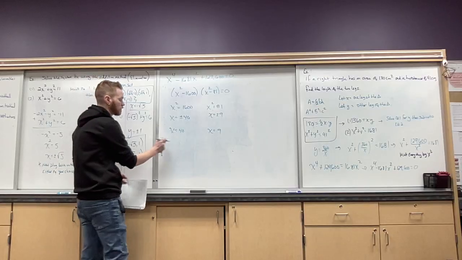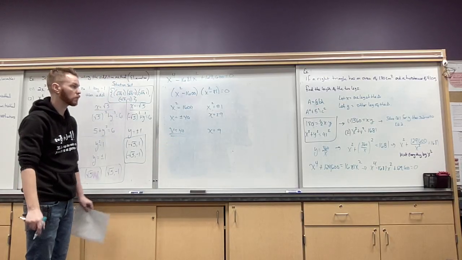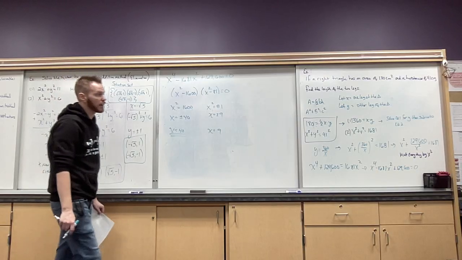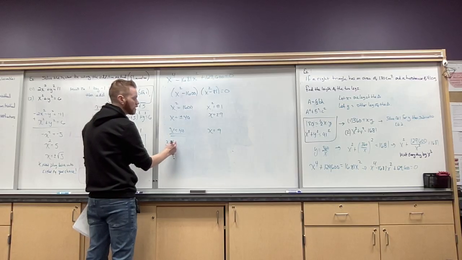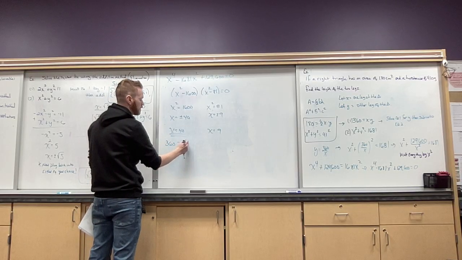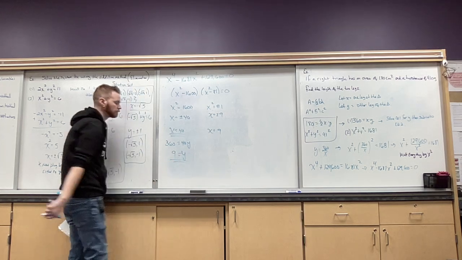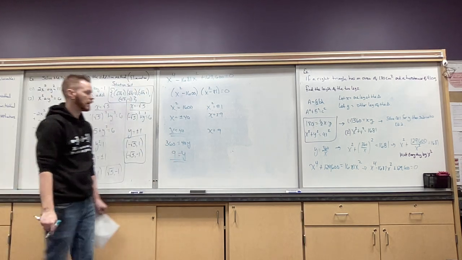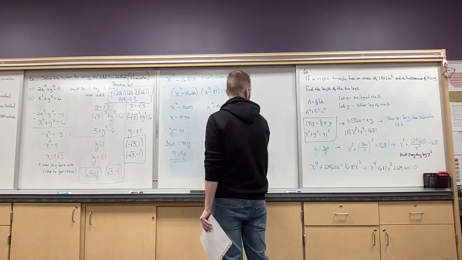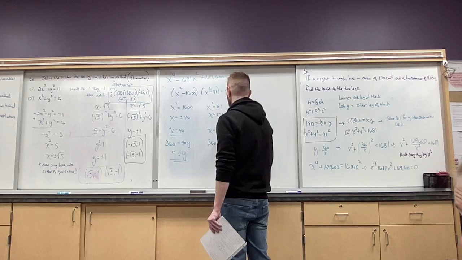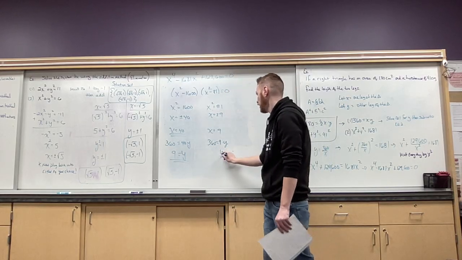Now let's substitute them. So when x is 40, I can plug it back into one of the originals. It doesn't matter which one. I'm going to plug it back into the first one. So we get 360 equals 40 times y. So we get y to be 9. Again, I'll plug 9 into the first one as well. So we get 360 equals 9 times y. And hey, we get 40.